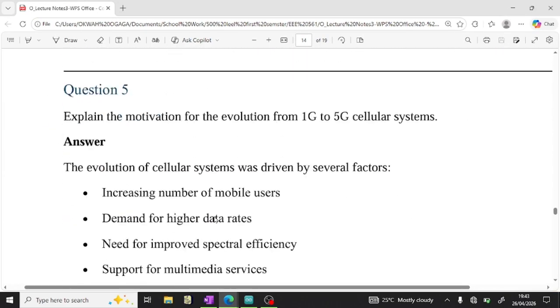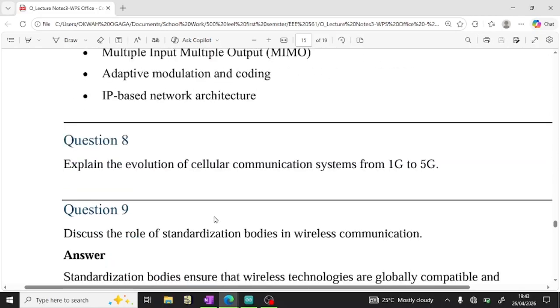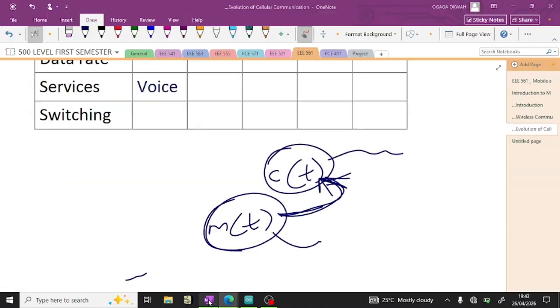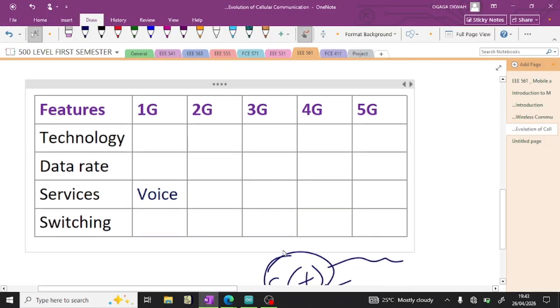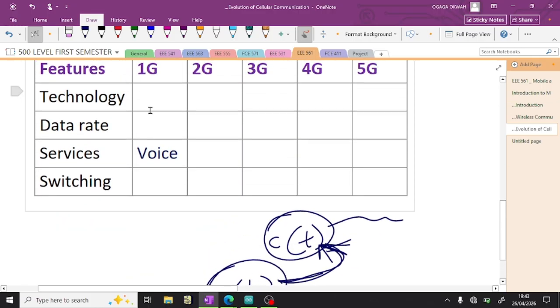After all, what we are trying to handle is this particular thing: to be able to explain the evolution of cellular communication system from 1G to 5G. The question is not for you to explain the modulation process. What I'm talking about now is the modulation process, but it will just help you be able to recall the kind of technology that was used. Exactly.